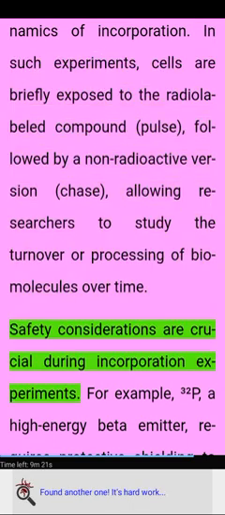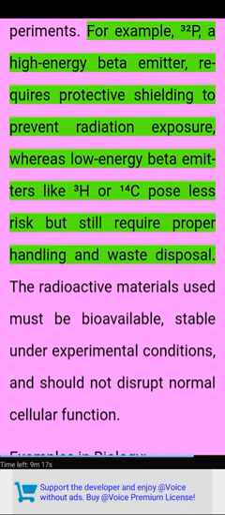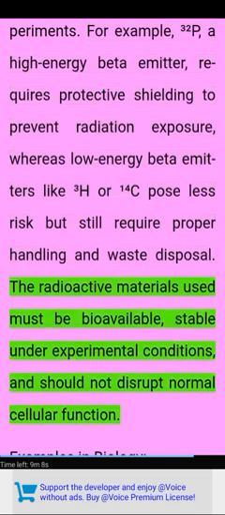Safety considerations are crucial during incorporation experiments. For example, 32P, a high-energy beta emitter, requires protective shielding to prevent radiation exposure, whereas low-energy beta emitters like 3H or 14C pose less risk but still require proper handling and waste disposal. The radioactive materials used must be bioavailable, stable under experimental conditions, and should not disrupt normal cellular function.